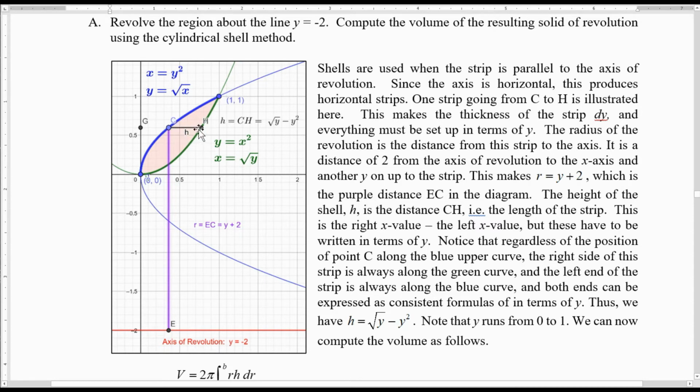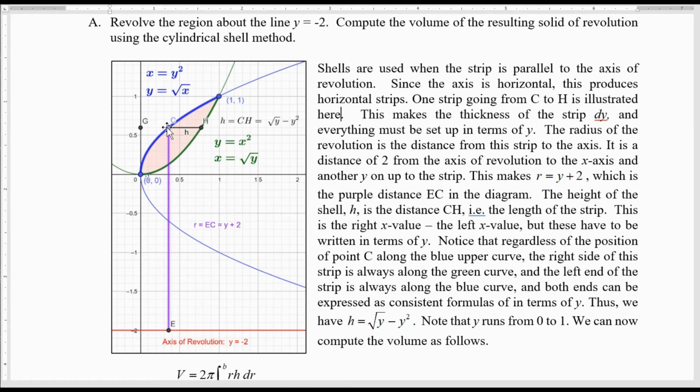So think about rotating or revolving this strip around this axis. It's going to develop a shell. And the radius is going to be this purple distance from C to E, which is 2 to get up to the axis, plus another whatever y is there. So it's 2 plus y, or y plus 2, is going to be our radius. Okay. So again, that's the absolute value of y minus a negative 2, which is just y plus 2.